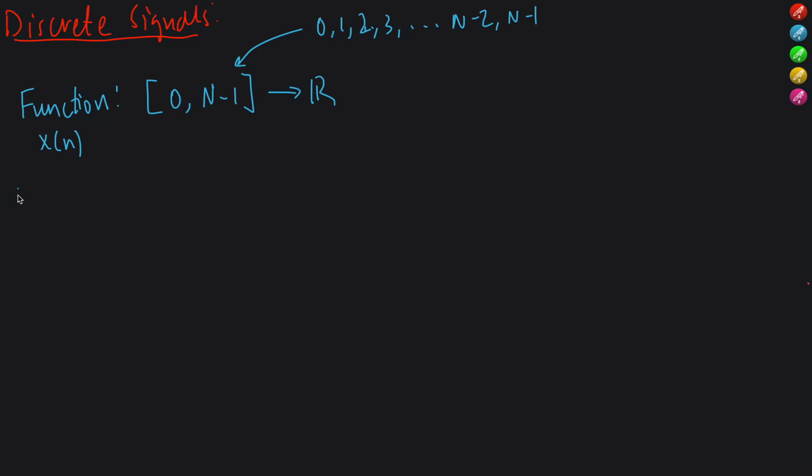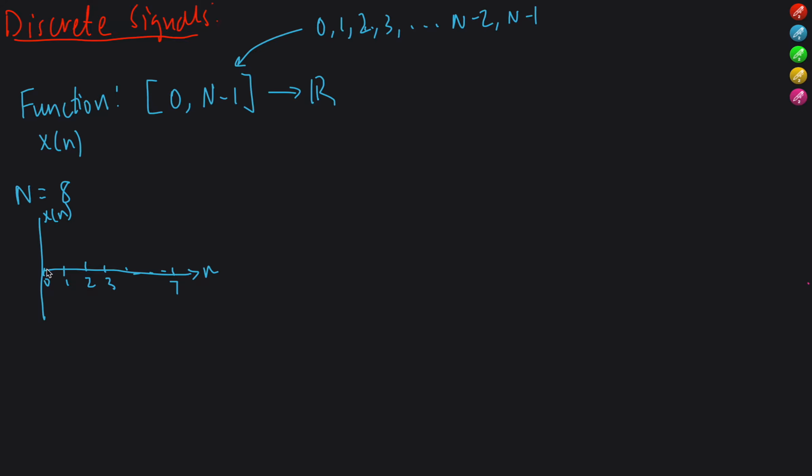So let's do an example for n equals 8. What is our x of n going to look like? Here's going to be our n, here's going to be x of n, and we're going to go from 0, 1, 2, 3, all the way up until 7. This is just because we define it going from 0 to n minus 1. You could also go from 1 to n, and we'll see how that's kind of the same thing later.